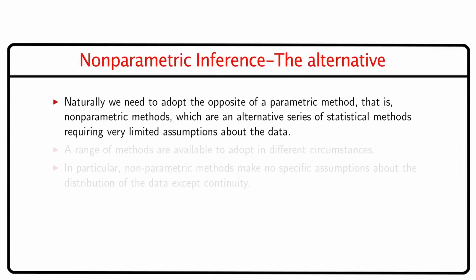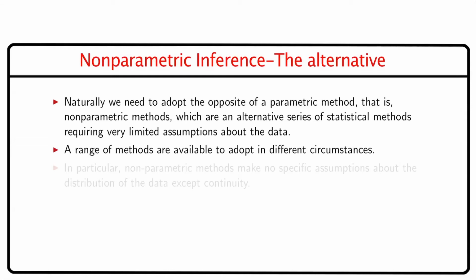But in most of the cases, the distribution underlying is not known, and we have to use some inferential procedure, and non-parametric inference is the only alternative in such cases. So since there is no parametric assumption, we need to adopt the opposite of a parametric method, that is non-parametric methods, which are an alternative series of statistical methods requiring very limited assumptions about the data.